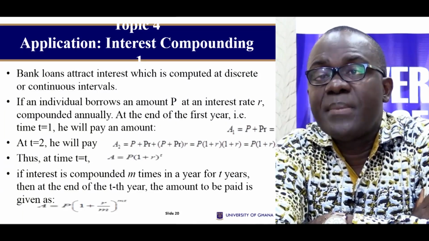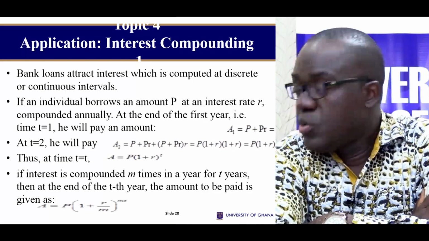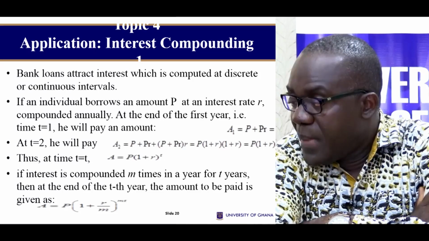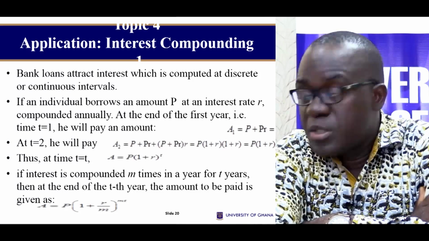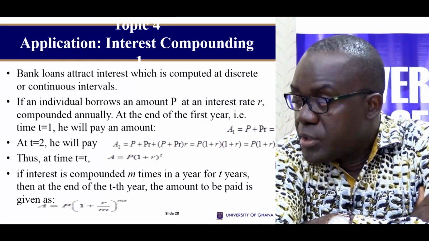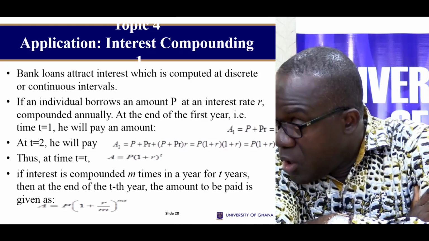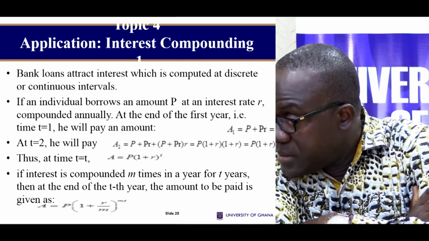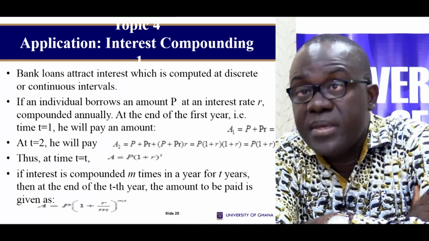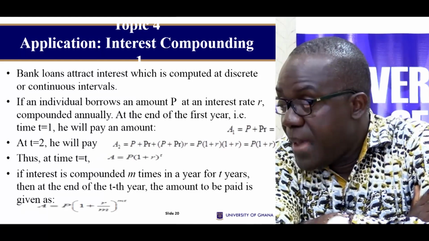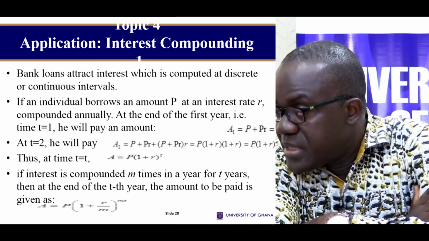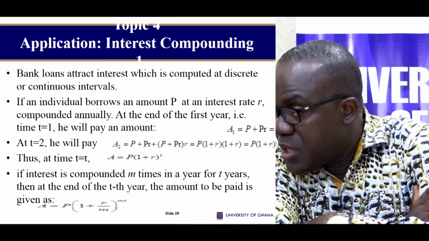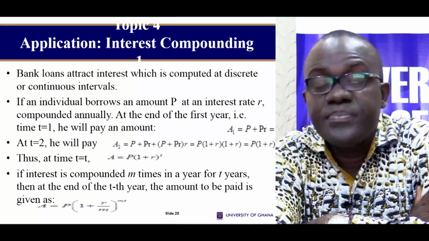In that way, what is happening is that at the end of the year, depending upon how the interest is compounded, you are going to pay an amount which is equal to P multiplied by 1 plus R divided by M, all raised to the power MT. And I'm going to explain this. In this last formula that you see over here, M is the number of times that interest is being compounded. Okay, M is the number of times that interest is being compounded in the year, in the course of the year.